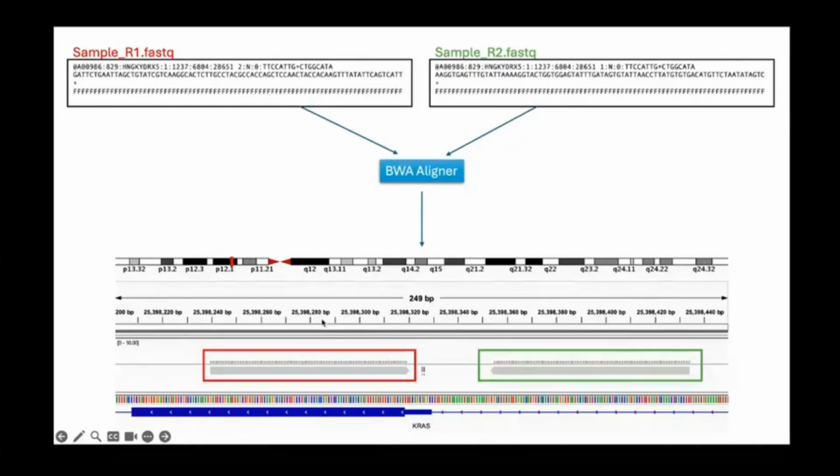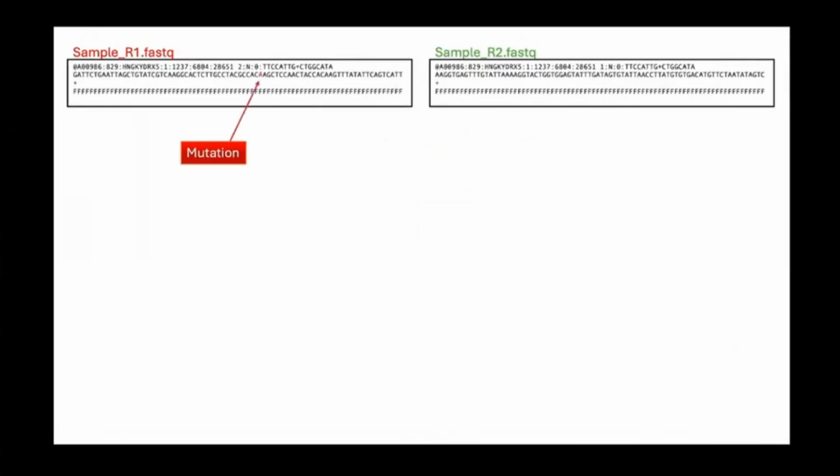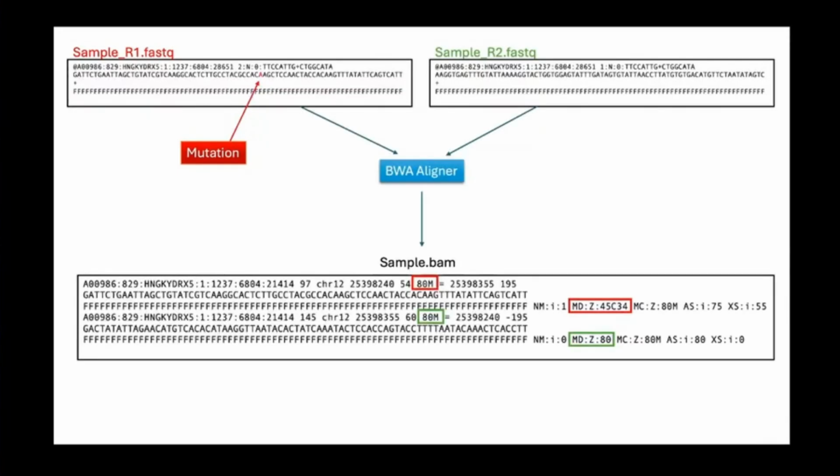Okay, so that's that. Now let's do something different. Let's add a mutation into read1 here. And we'll throw these 2 new reads back through the aligner and see what happened to the alignment strings. The first one here is unchanged.